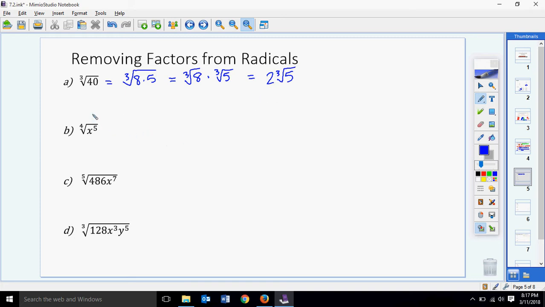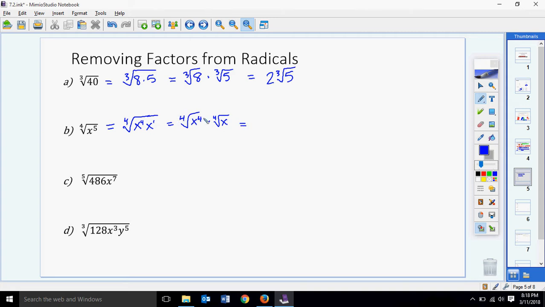Let's try this next one. So your index tells you what you're trying to rewrite your radicand as. So I have an index of 4, so I want to write my radicand as 4th powers. Well, with a variable term, it's kind of easy because that would be x to the 4th times x, right? When you multiply in the same base, you add their exponents. So 4 plus 1 would give me back x to the 5th. So splitting this up, I have the 4th root of x to the 4th times the 4th root of x to the 1st.